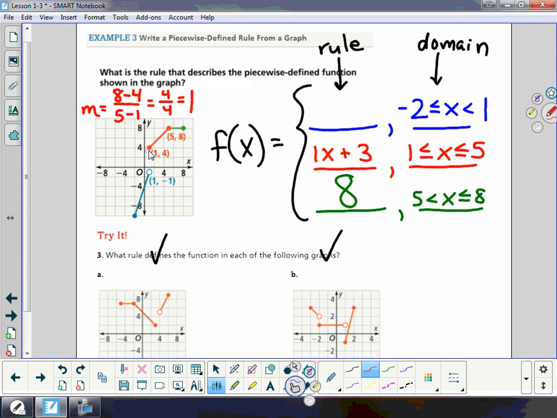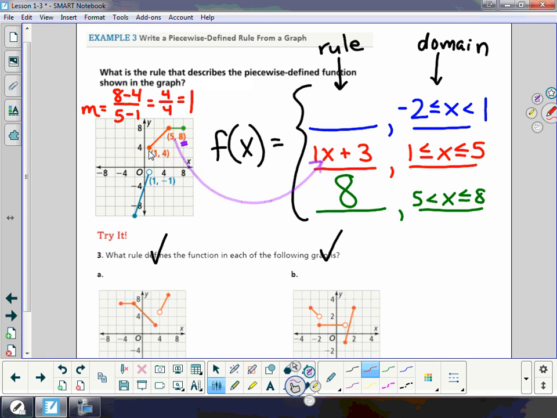You want to check real quick to make sure these points work. If I plug in 1 for x, I should get 4 for y. If I plug in 5 for x, 5 plus 3 is 8 for y. So that equation looks good.